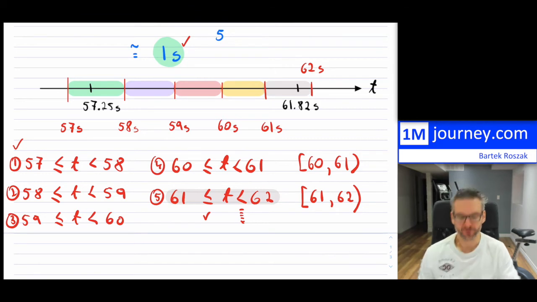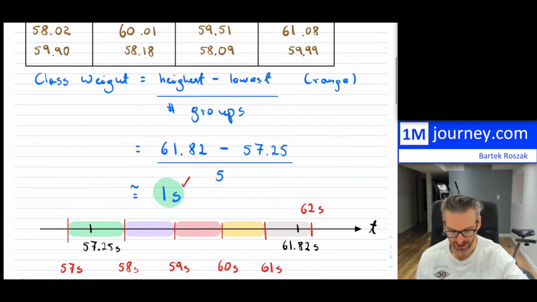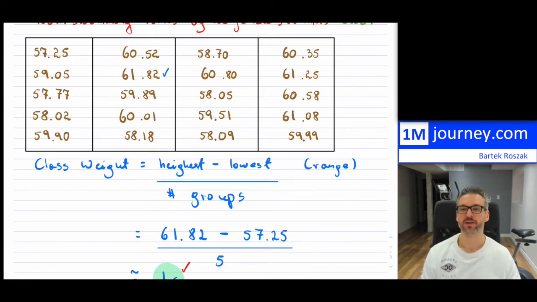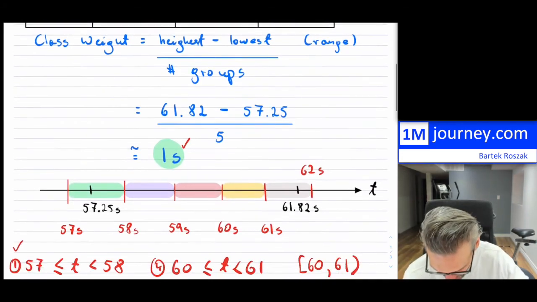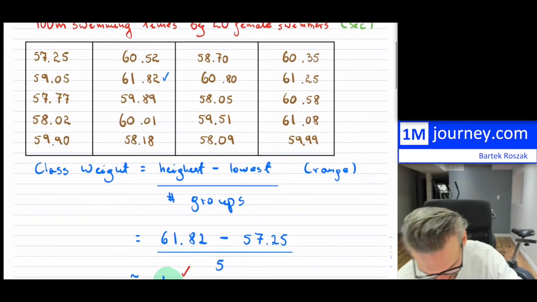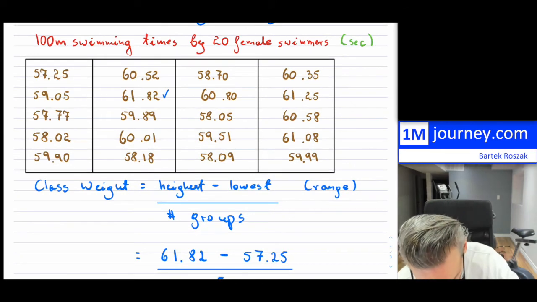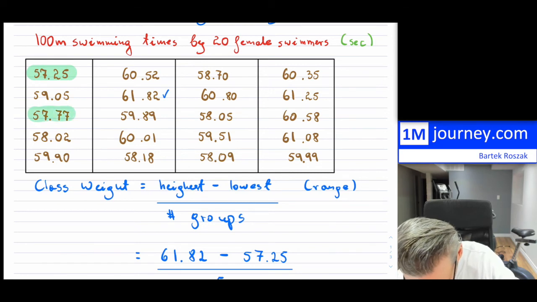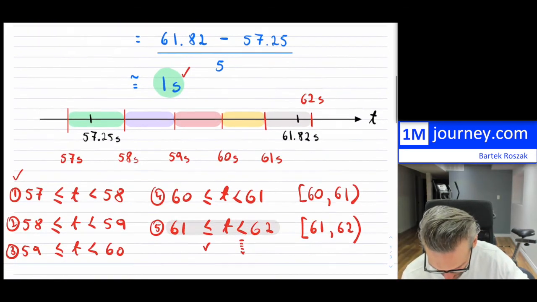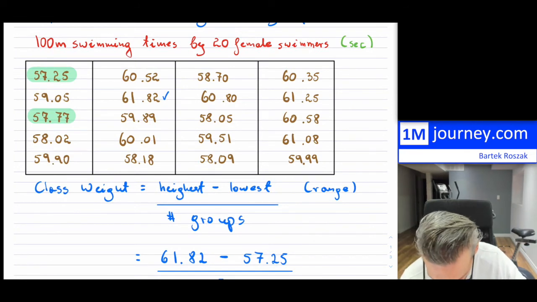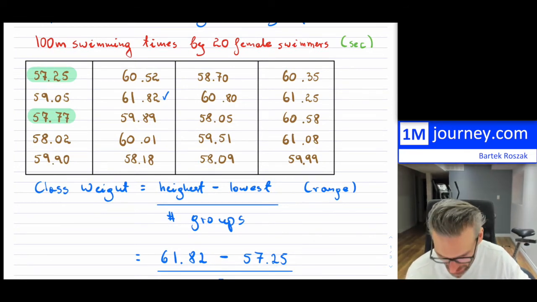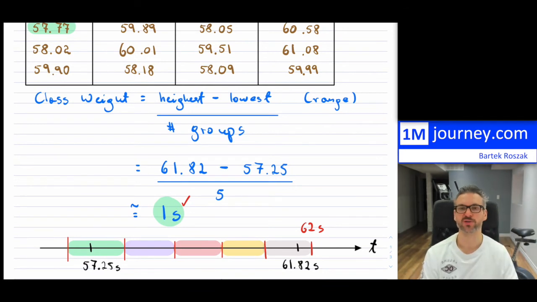So I have my 5 groups, and now I'm going to allocate the data points within those groups. For instance, between 57 and less than 58, that was the color green. I'm going to just do it for one of them. So this definitely goes there, this definitely there. Now it was less than 58, so unfortunately there is nothing else. That group would have 2 data points, so a frequency, or a count, of 2.